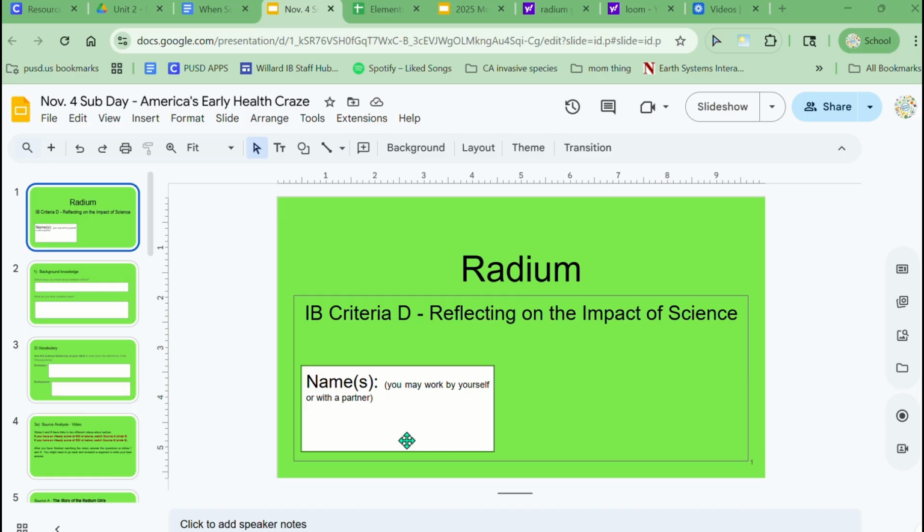You're going to examine two sources and gather some information, and then you're going to reflect on what you learn. So the first slide looks like this. This is where there's going to be this video in just a moment, but you can work by yourself or with a partner, as a group of two. Each person does need to turn in their own finished slides though.